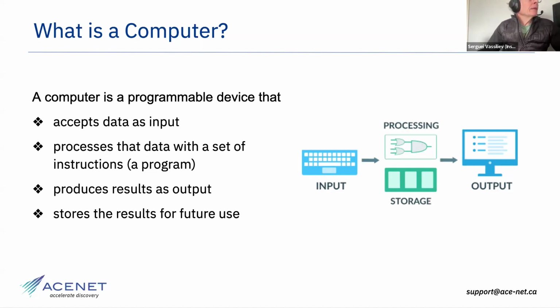So today, a computer is a programmable device which accepts data as input. It processes that data with a set of instructions, a program. It produces results as output, and it stores the results for future use.